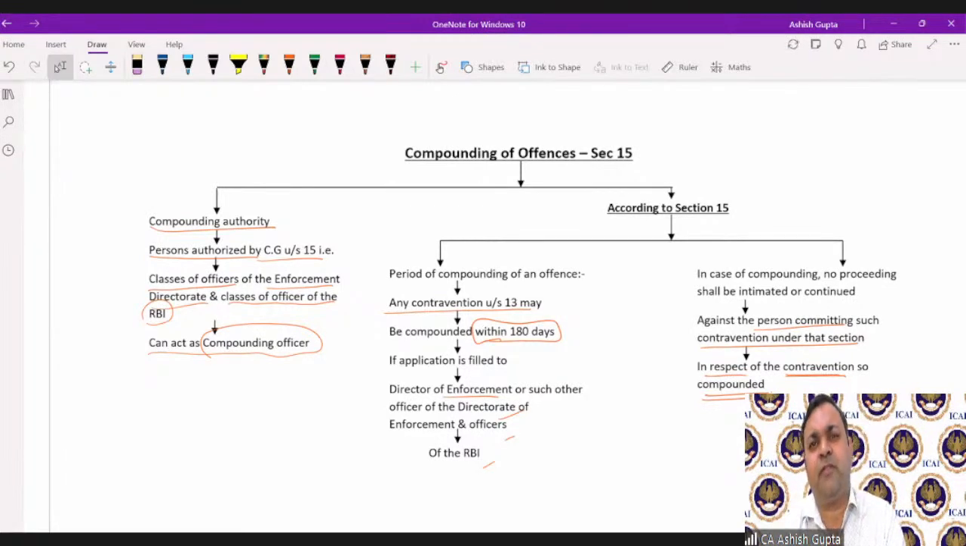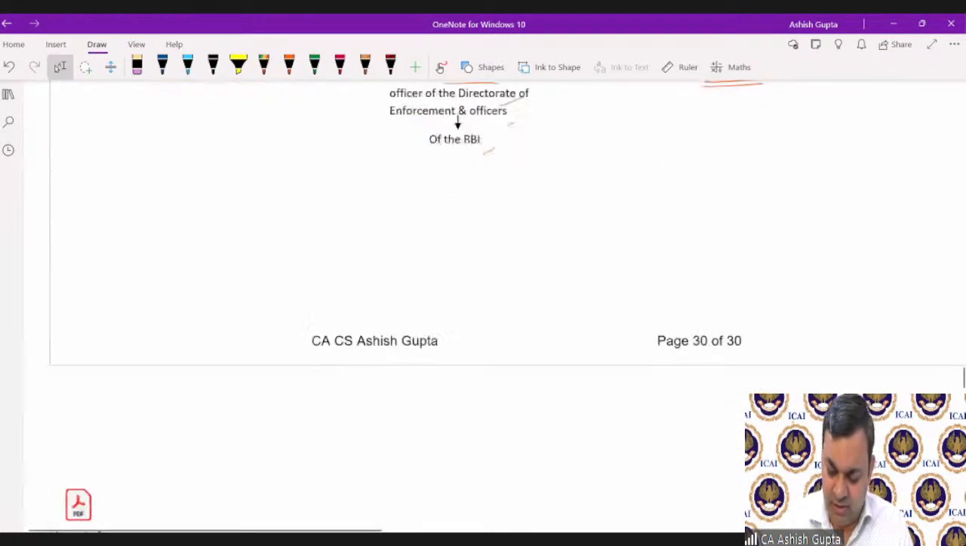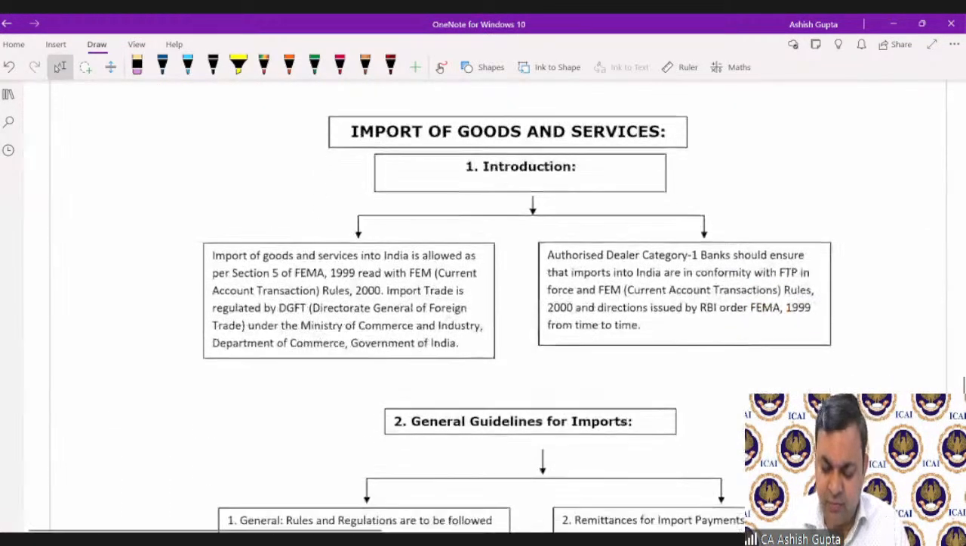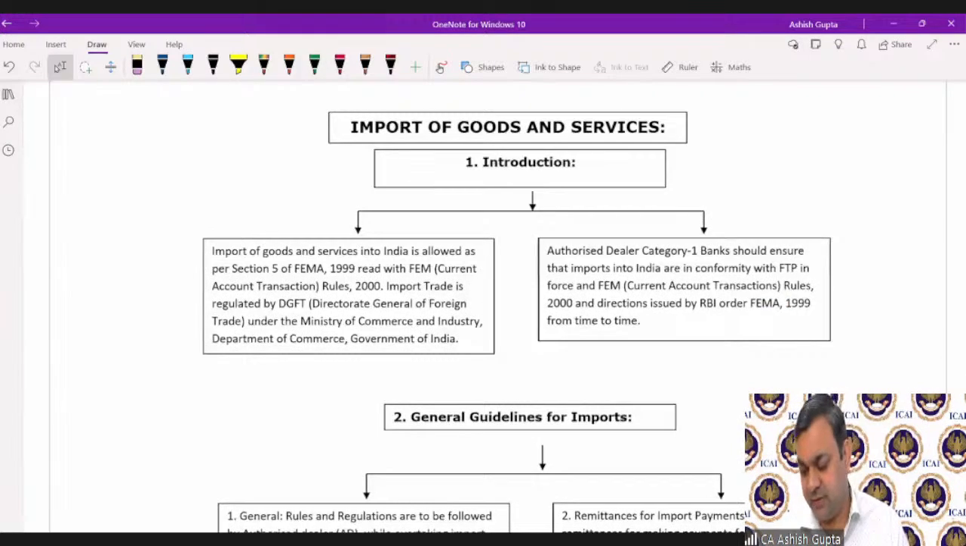That's all about the FEMA part. Now, three topics we have remaining. First is import of goods. Second is ODI, overseas direct investment, and third is ECB, external commercial borrowing part. So that all will complete our syllabus of CA finally. Okay, so now we will proceed towards import of goods and services.